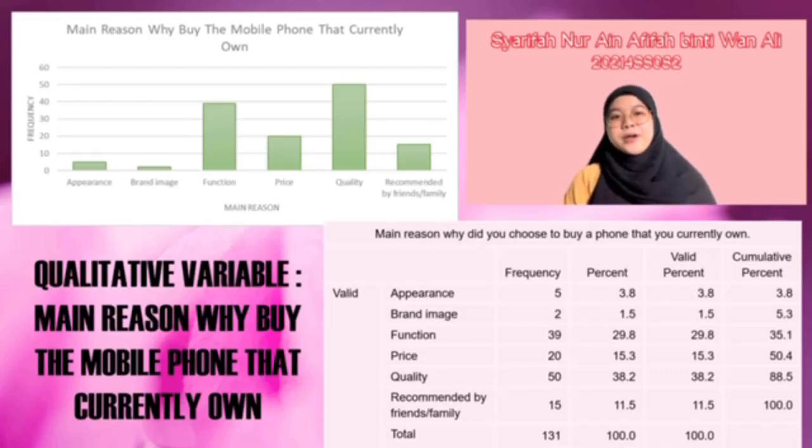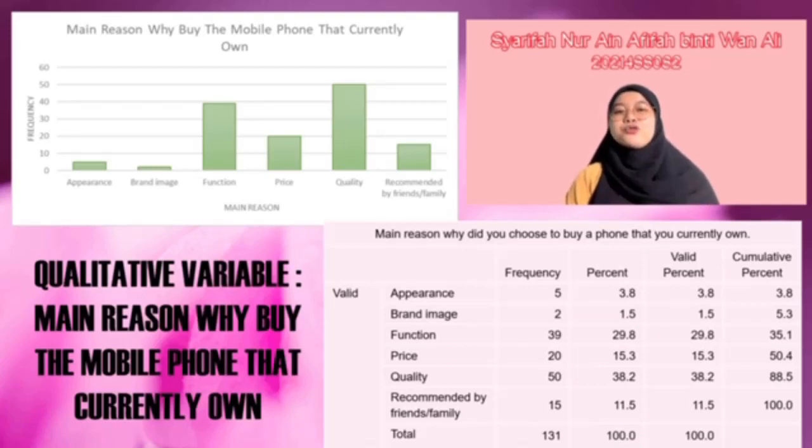Main reason why buy the mobile phone that currently owned is one of the qualitative variables. From the bar chart in the table, we can see that 50 students choose quality as their main reason in buying a mobile phone that they currently own, with the percentage of 38.2%.